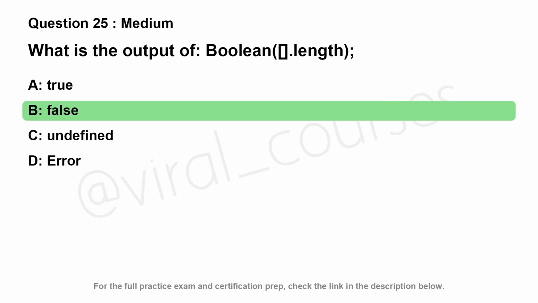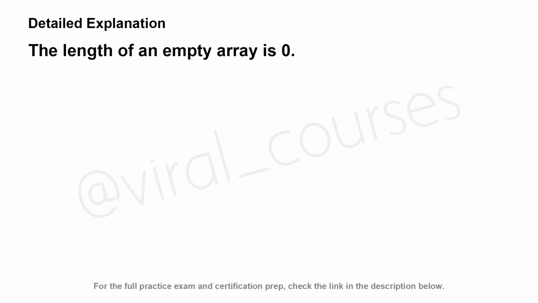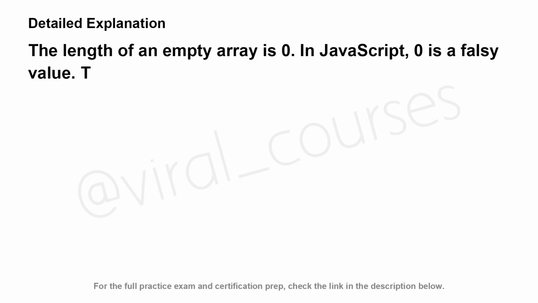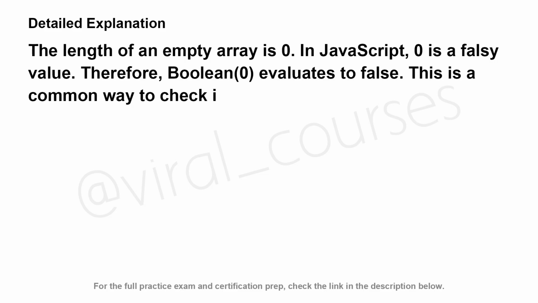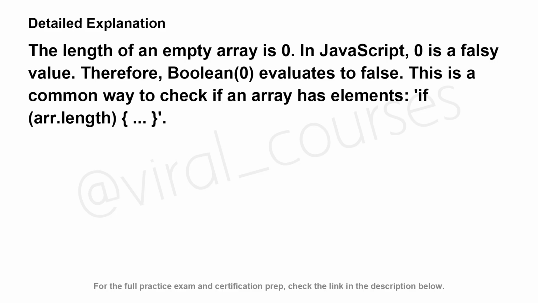The correct answer is B. The length of an empty array is 0. In JavaScript, 0 is a falsy value. Therefore, Boolean(0) evaluates to false. This is a common way to check if an array has elements: if (arr.length) { ... }.